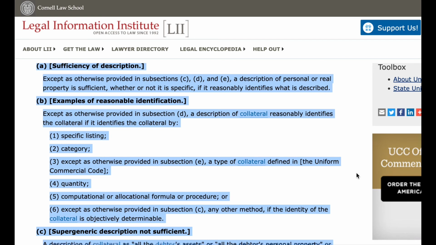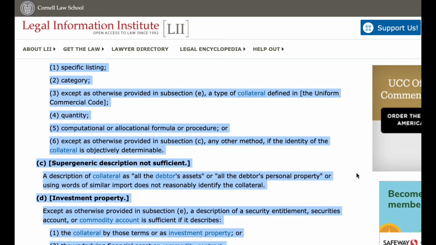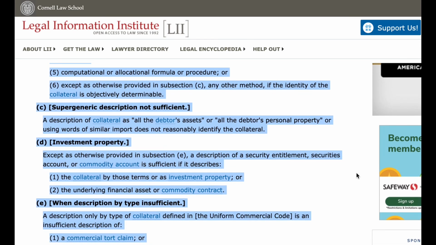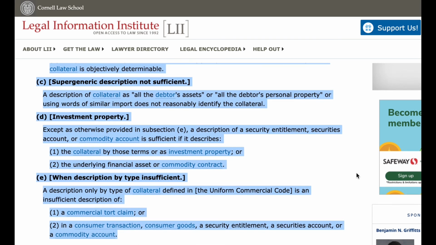1. Specific listing, 2. Category, 3. Except as otherwise provided in subsection E, a type of collateral defined in the Uniform Commercial Code, 4. Quantity, 5. Computational or allocational formula or procedure, or 6. Except as otherwise provided in subsection C, any other method, if the identity of the collateral is objectively determinable. C. Supergeneric description not sufficient. A description of collateral as all the debtor's assets or all the debtor's personal property or using words of similar import does not reasonably identify the collateral.